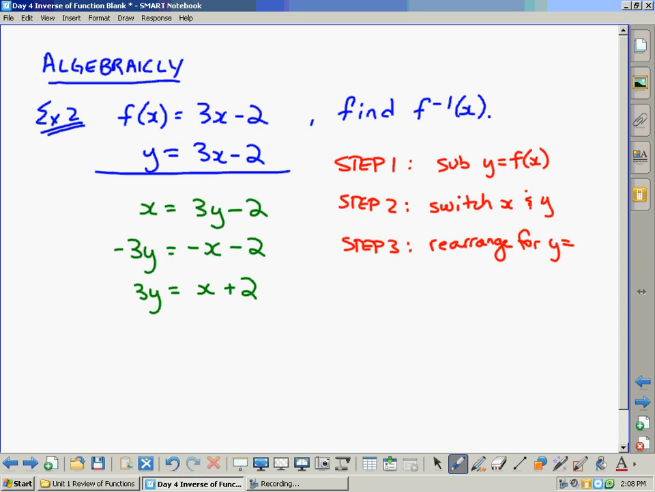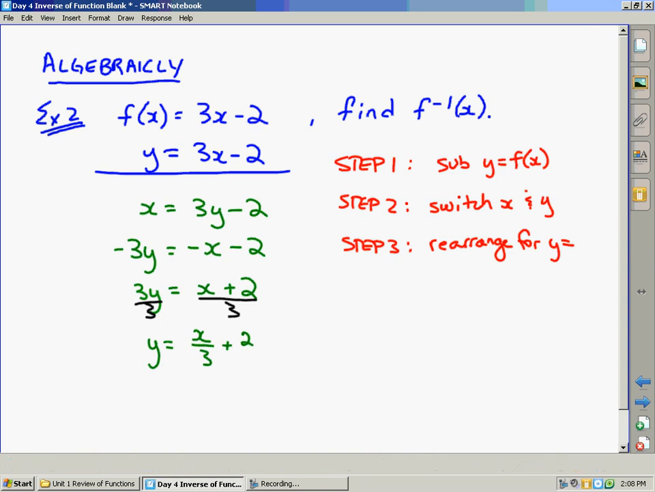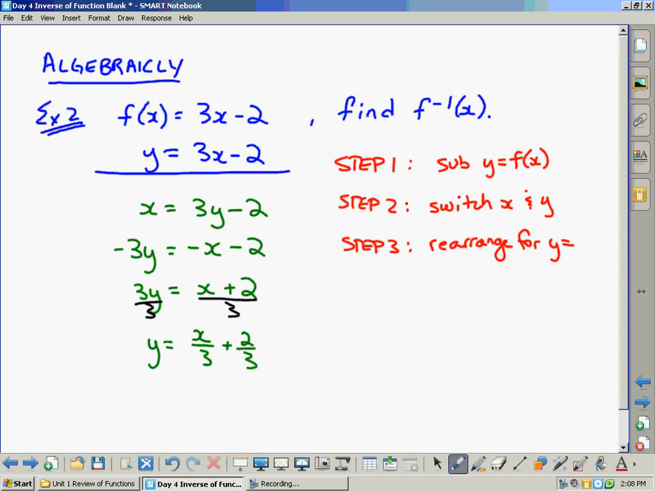So that's just dividing everything by negative 1. And of course, I want y equals, not 3y, so I'm going to divide everything by 3. And so we'll be left with y equals x over 3 plus 2 over 3. Or you could have x plus 2 over 3, the whole thing. Either of these would be fine.